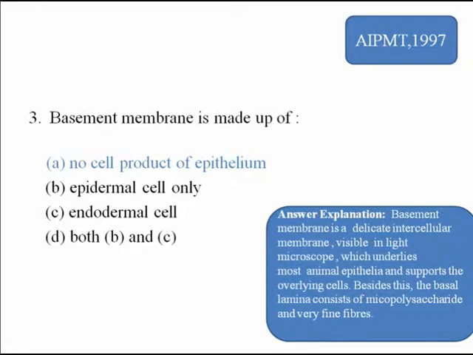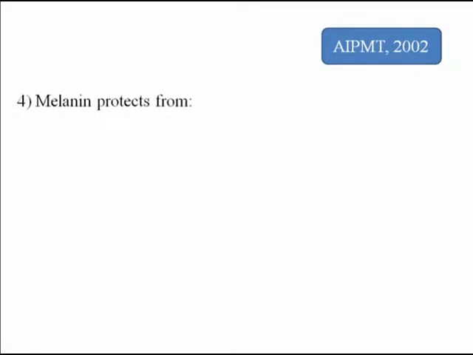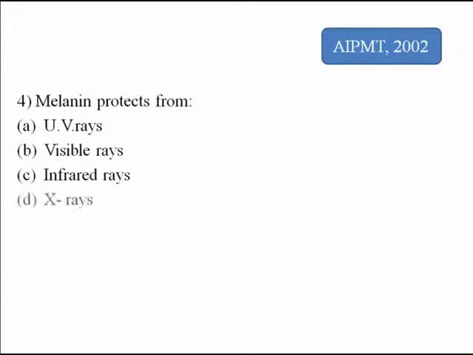You can better understand from this explanation. Another one is from AIPMT 2002. Melanin protects from, and the options are UV rays, visible rays, infrared rays or X-rays. Guess, can you guess? Just guess. And the answer is simple. Melanin protects from UV rays.